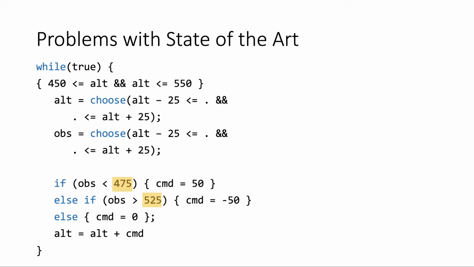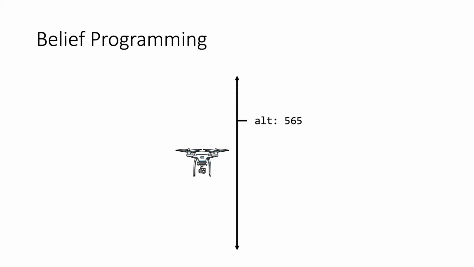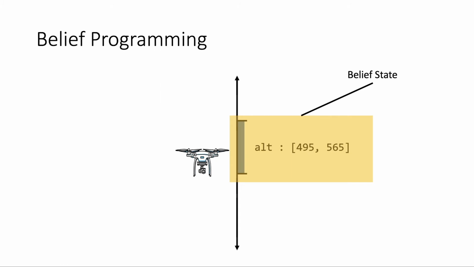All right, so now I want to explain how we can make the transition to belief programming. So with a traditional program, the program state consists of an environment, which is a mapping from variables to values. And with belief programming, the core idea is that we're going to maintain a belief state, which is a set of environments. And the belief state is just the program state of the belief program.